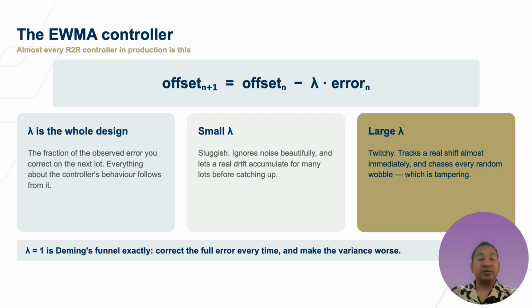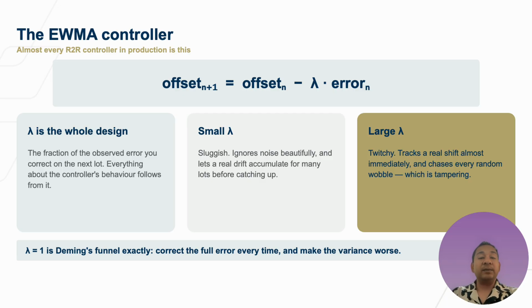The EWMA controller. Almost every run-to-run controller in production is this equation. The next lot's offset equals the current offset minus lambda times the observed error. That is it. You observe how far off target the last lot came out. You move the recipe by lambda times that amount in the opposite direction. Lambda is the whole design. Everything about the controller's behavior follows from that one number. Small lambda: sluggish, it ignores noise beautifully.